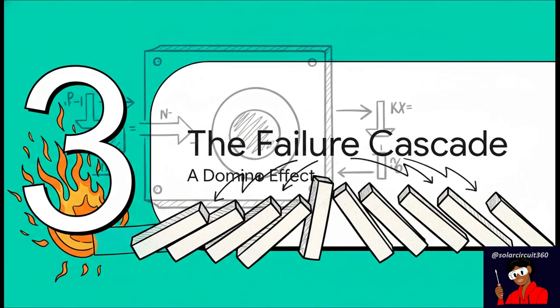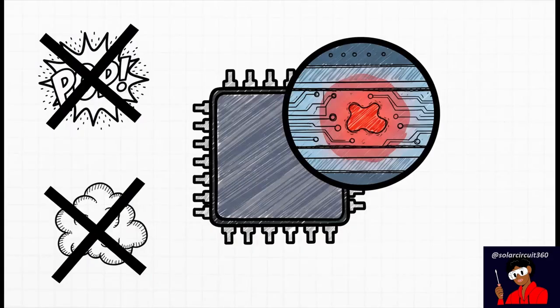Now, once that first MOSFET overheats and fails, the damage is really just getting started. That one little failure triggers a destructive domino effect, a failure cascade that just tears through the rest of the system. Let's watch how it happens. And here's the crazy part.